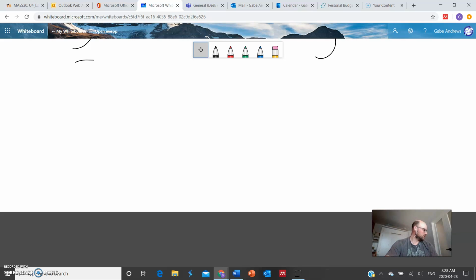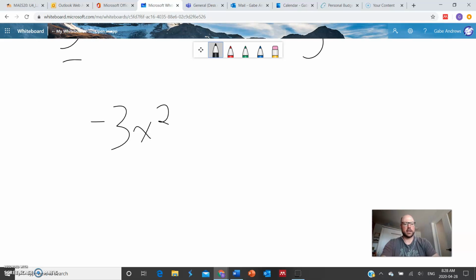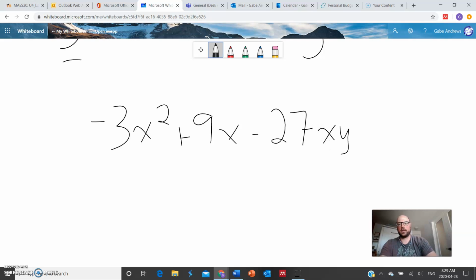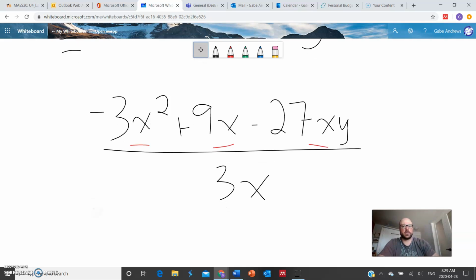We need to know that because when we're looking at dividing something like this, negative 3x squared plus 9x minus 27xy, and we are dividing by 3x, every one of these terms will be divided by 3x. Okay, so I'm just going to move this up just a touch.